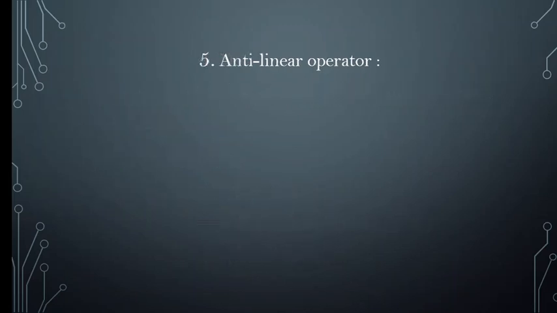Next let us move to another type of operator, that is the antilinear operator. Here we come across the conjugates. A cap operating on a wave function, that is c1 xi1 plus c2 xi2, will be equal to c1 star A cap xi1 plus c2 star A cap xi2. So the scalars are converted into their complex conjugates.